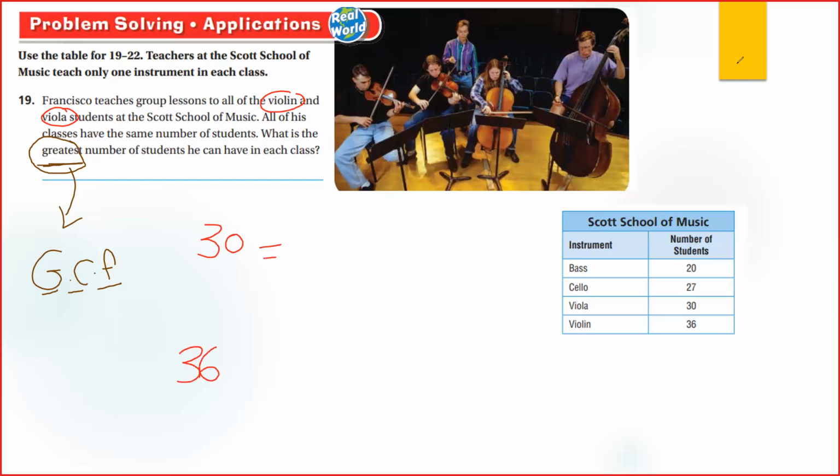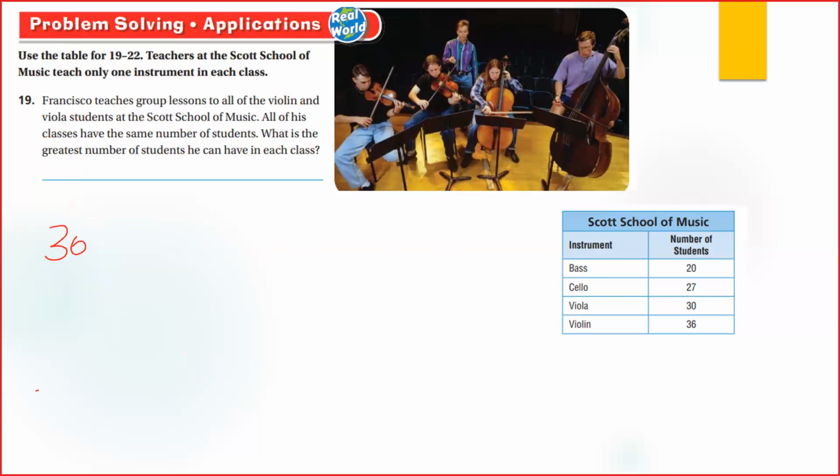Bravo. Now, what are the factors of 30? 3 and 10. 1 and 30. Just a minute, let's repeat them here. We have 1 and 30, 2 and 15, 3 and 10, 5 and 6. So what about 36 now?